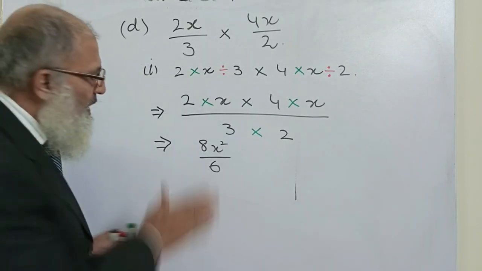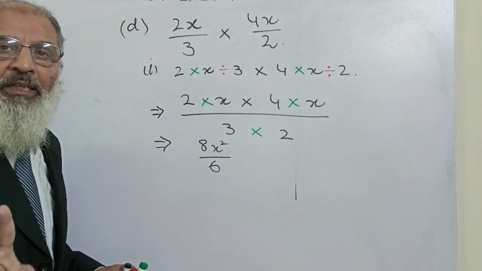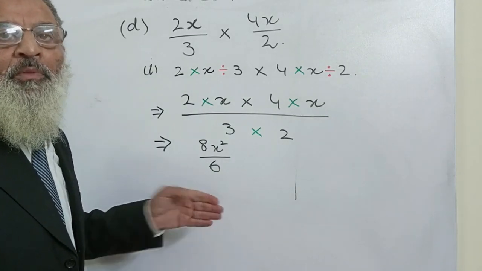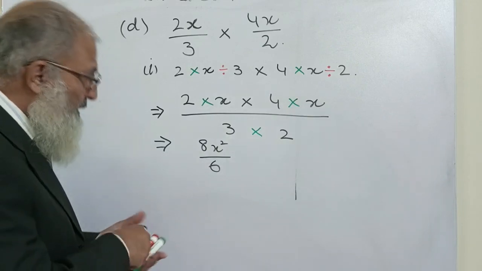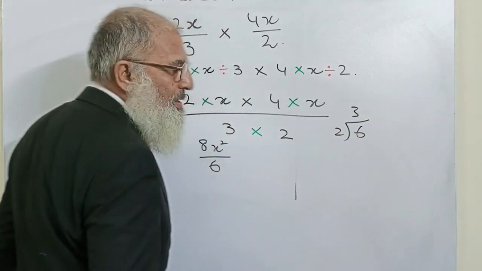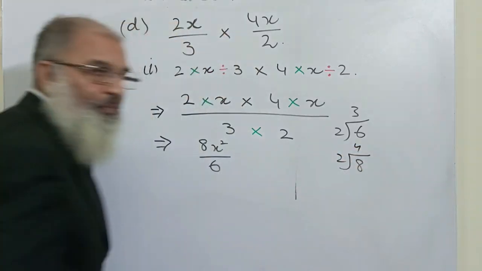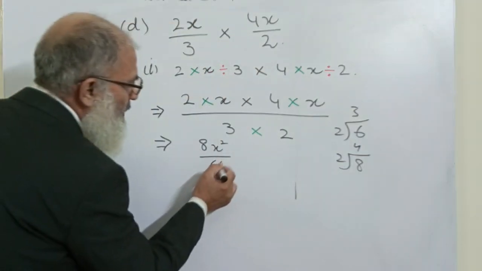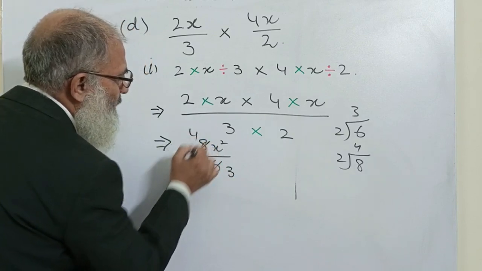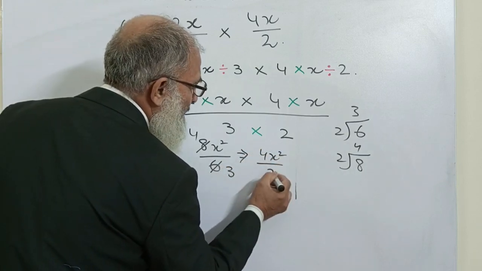The number will not change in the denominator and in the numerator. Once you have selected the number, it cannot be changed. Now we have selected a number, that is 2. You can see that 2 can divide 6 3 times and 2 can divide 8 4 times. Now it will become 2 3s are 6 and 2 4s are 8. Now what will become? 4x here divided by 3.